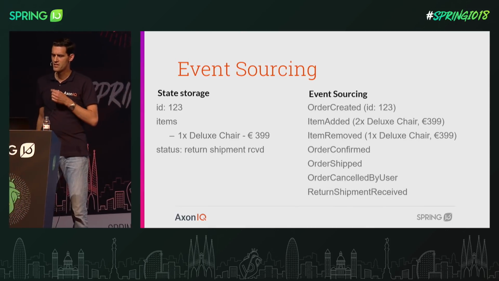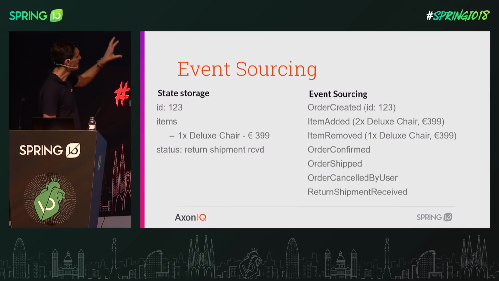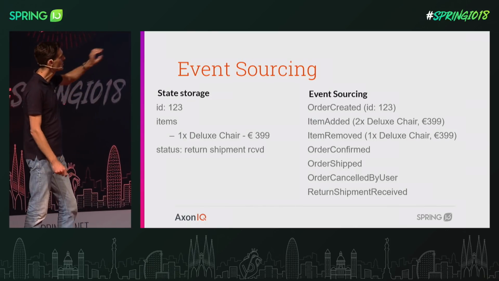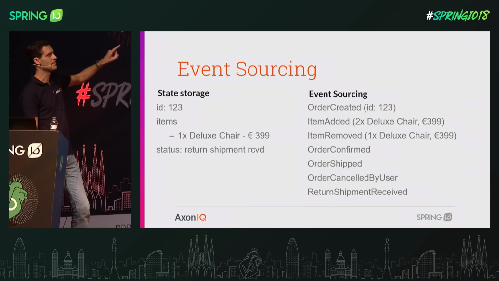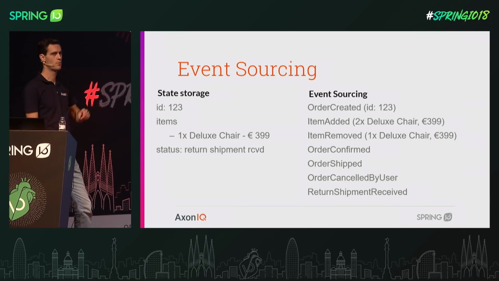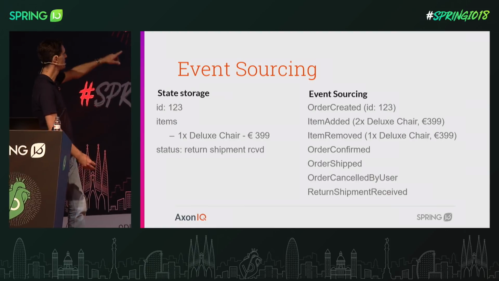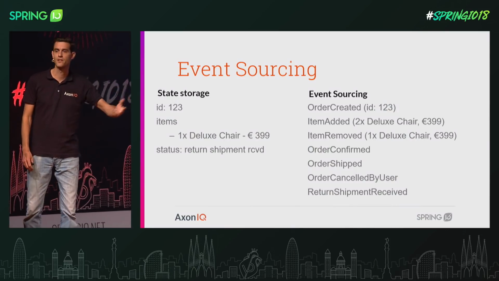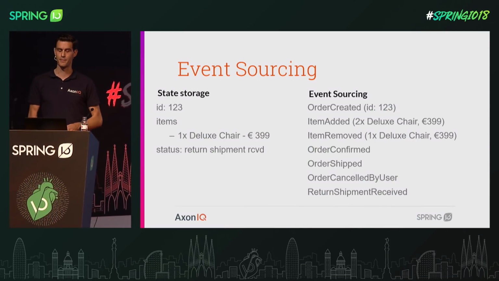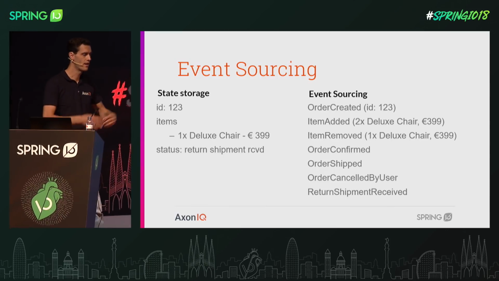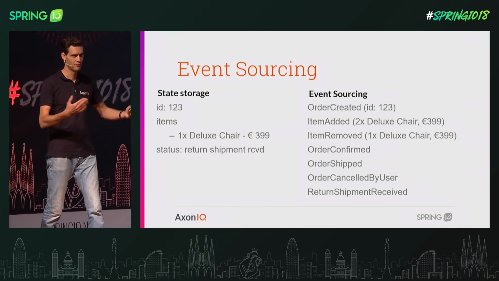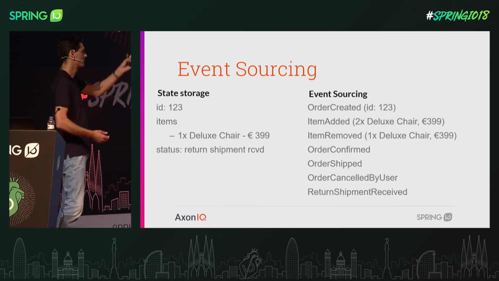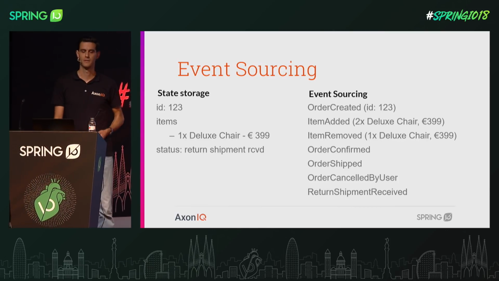Now, if we use event sourcing, it's slightly different. Instead of storing the state, we store everything that happened to that order in the past. We see an order has been created, but now we can see 2 items were added, and then 1 was removed. That's information we did not have in the state storage. Then the order was confirmed, it was shipped, it was cancelled, and then we waited for the return shipment. There's information in here, and you might have means to prevent somebody from buying something he doesn't want. I'm not a retail expert, but it's obvious that there is some information in here.